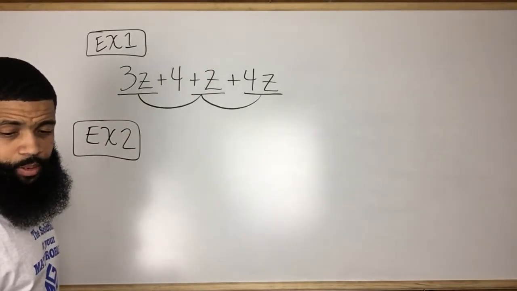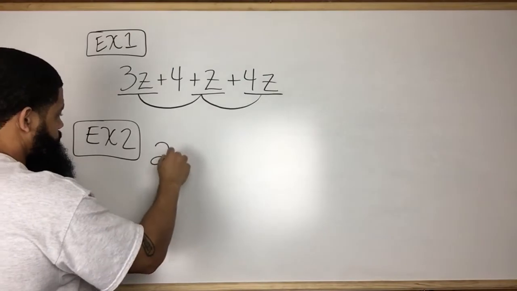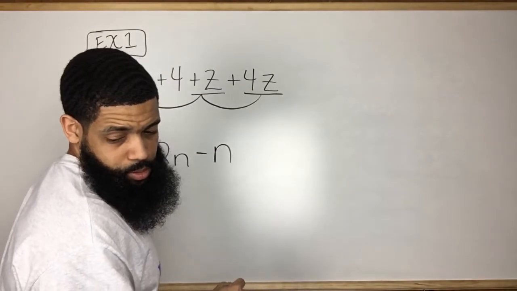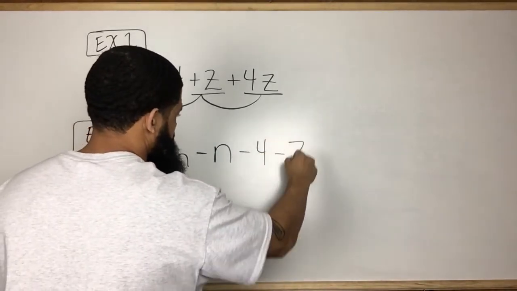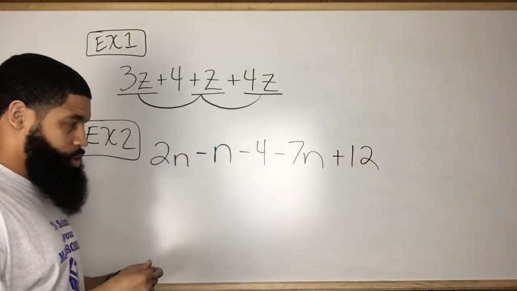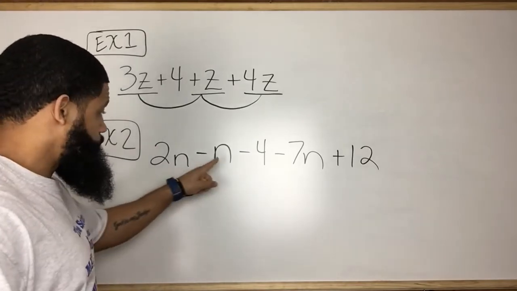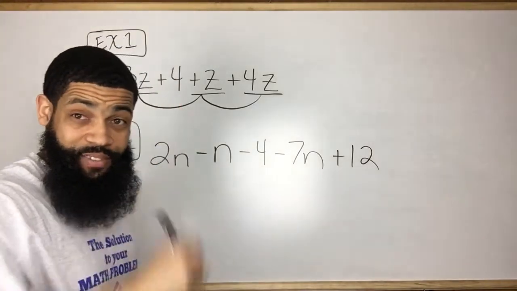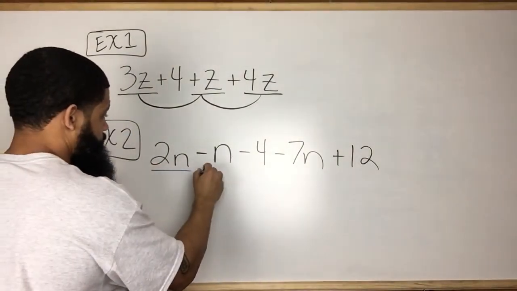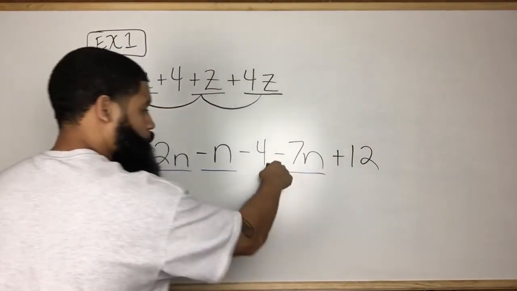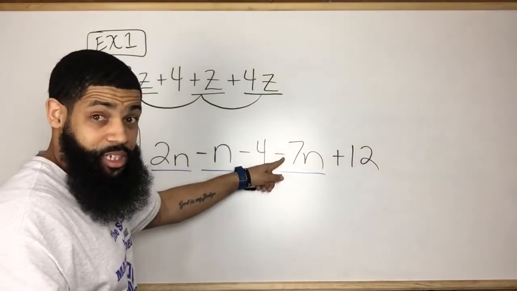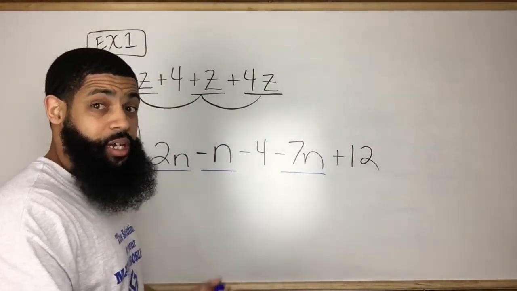In the second example, let's say I have 2n minus n minus 4 minus 7n and then plus 12. Okay? So I have, you guessed it, 1, 2, 3, 4, 5 terms. Okay? I have 5 different terms. Now, the n terms are like terms. Notice the sign goes with the term to its right. So this is minus 7n, and that's going to be important when we start simplifying algebraic expressions.